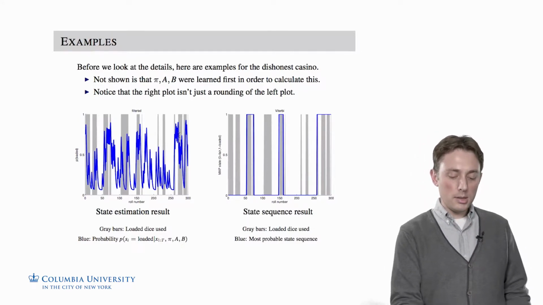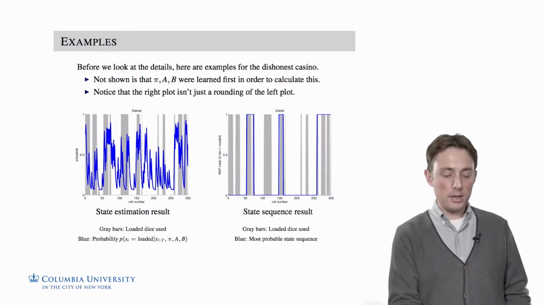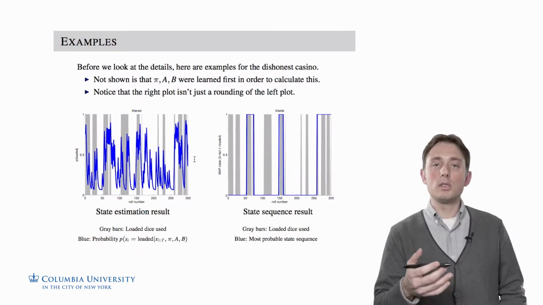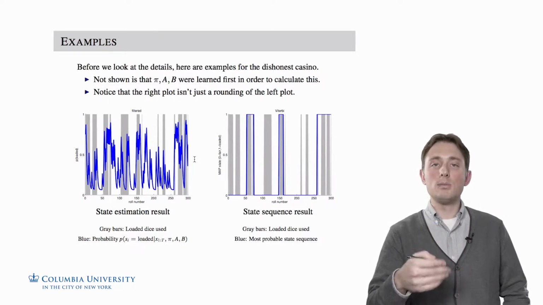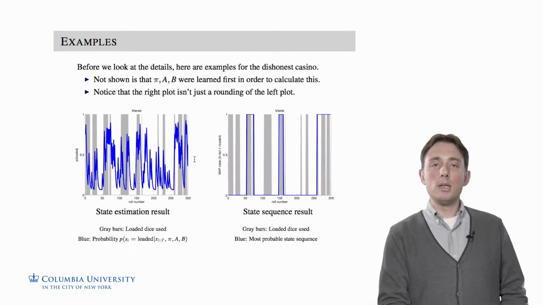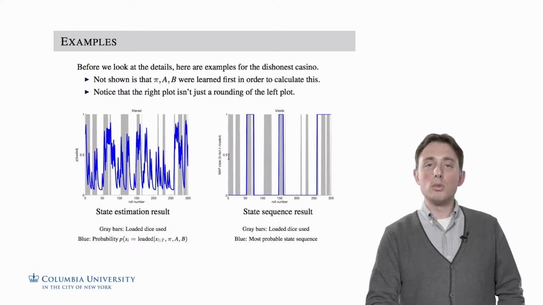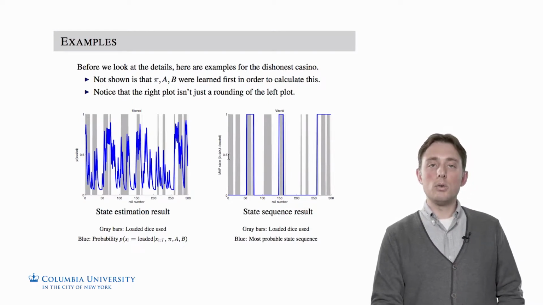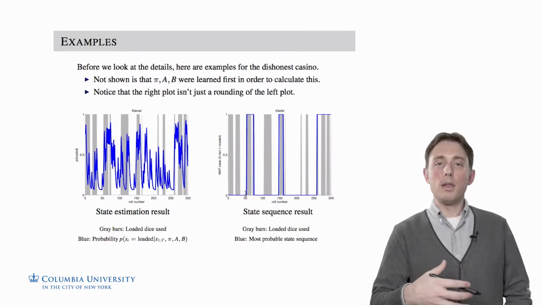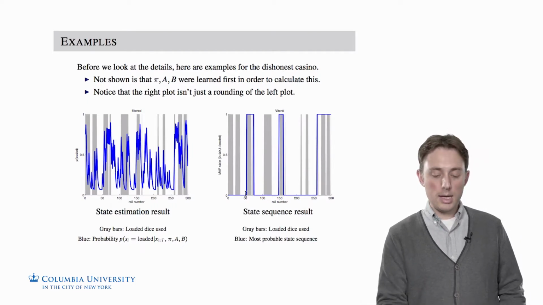If we rounded this left plot, we would get things that jump very chaotically at different points. And those jumps are very low probability events given our transition matrix, which says that we stay in the same state with high probability. So the low probability jumps that we would get from rounding are removed using the Viterbi algorithm, which is taking into account not just trying to explain the data, but trying to explain a likely state sequence, a transition sequence between states.